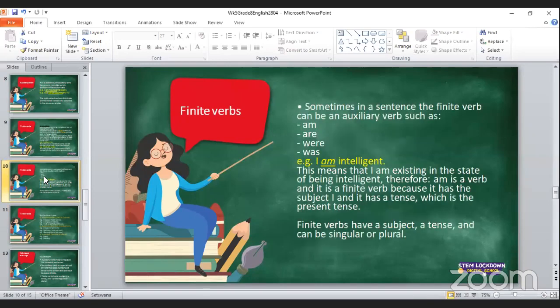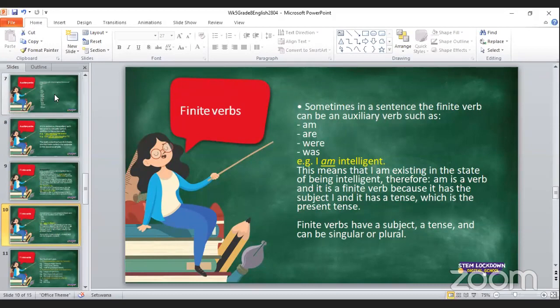This is where I was. I did say that a finite verb consists of an auxiliary verb and an action verb, right? But sometimes it happens in some cases that a finite verb can be our auxiliary verb, right? And remember our auxiliary verbs. Let me go back to that list of auxiliary verbs.